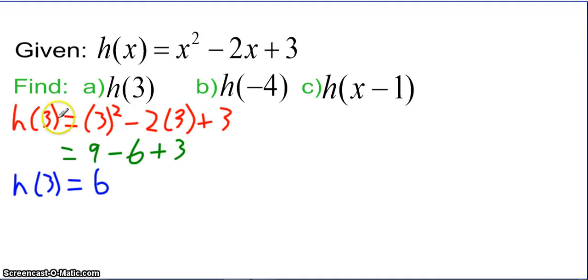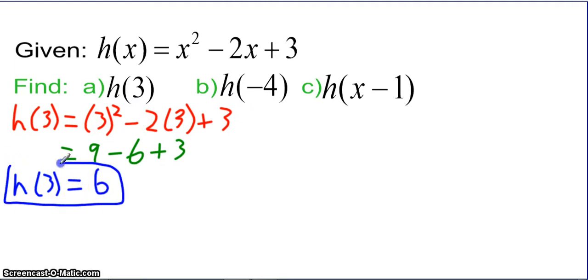Okay, so for h of 3, we substitute in 3 for, in this case, x into the function. So we get 3 squared minus 2 times 3 plus 3. 3 squared is 9. 2 times 3 is 6. So 9 minus 6 plus 3, we get 6. So h of 3 equals 6. Great, we got an answer.